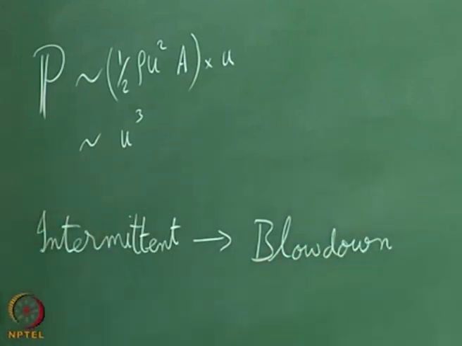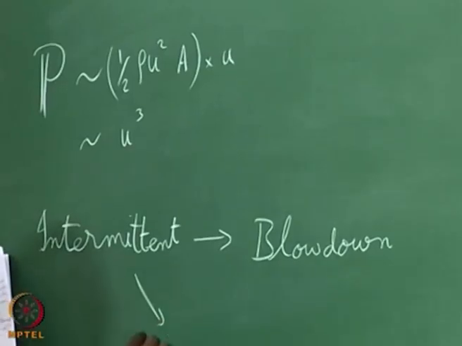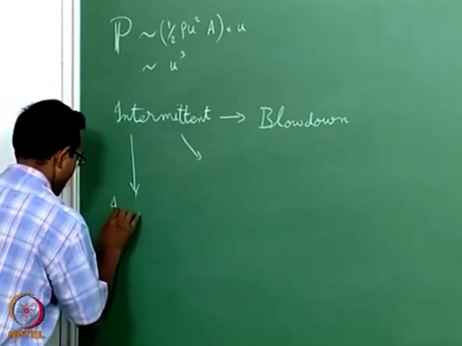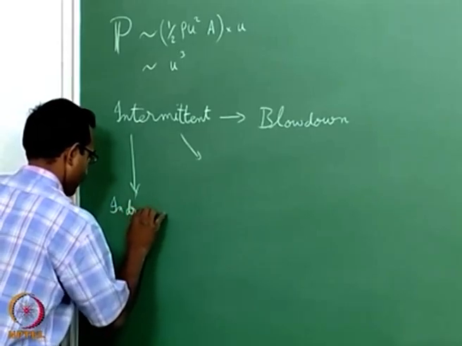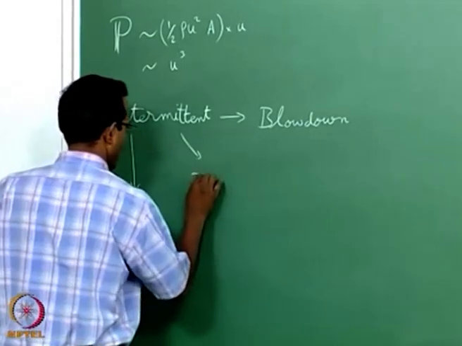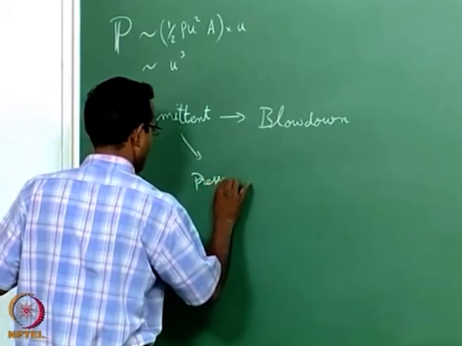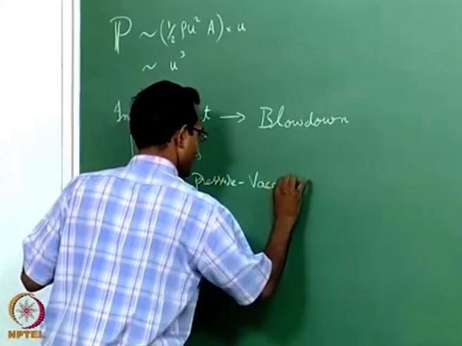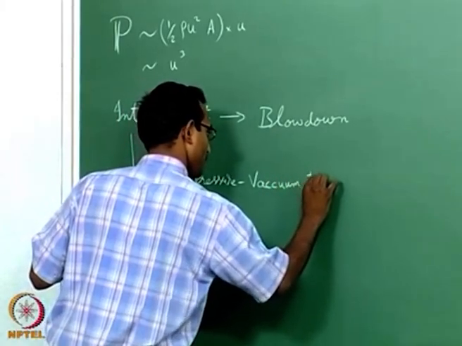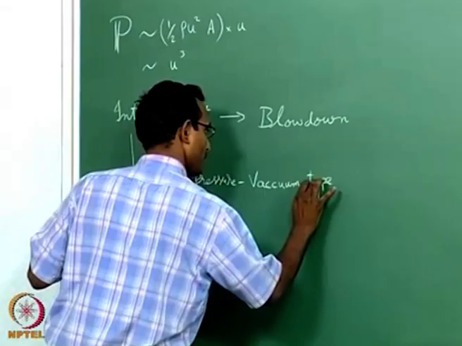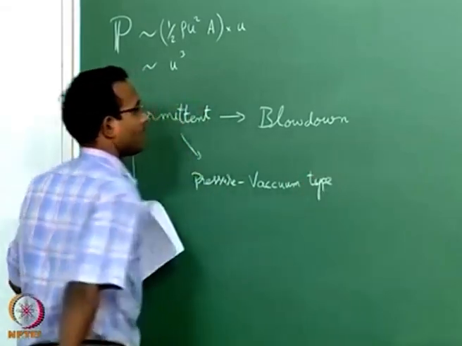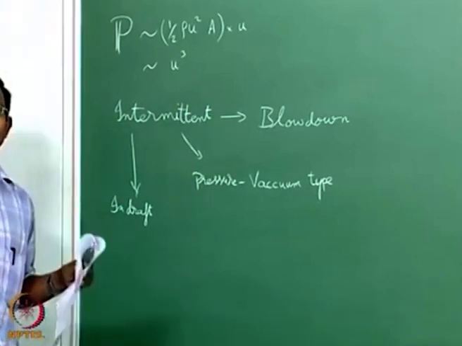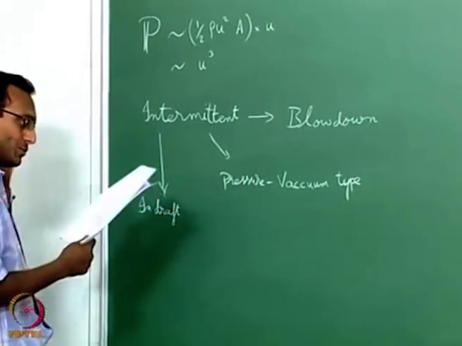Blow down type. I will come back to the intermediate one later, and then I have in draft type, and I have pressure vacuum type. I have these three types of intermittent tunnels. Okay. We will look at each one of them.